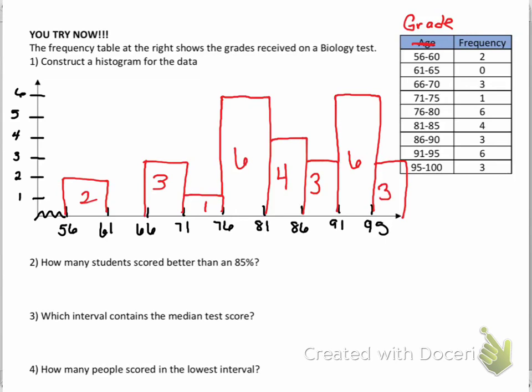Now that I've created my histogram, I can go ahead and answer the following questions. How many students scored better than an 85%? From here on out, 3 plus 6 plus 3, that's going to give me 12.